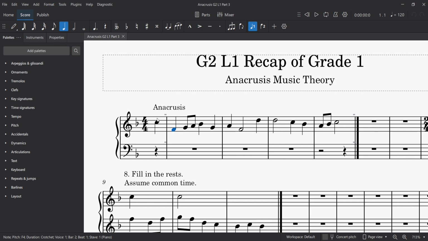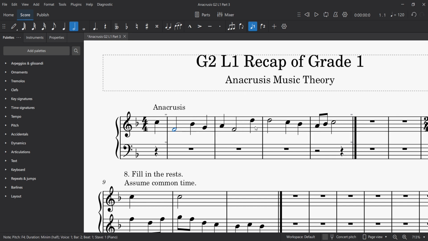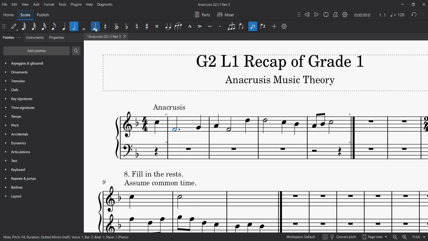Oh, and as a last thing, you will sometimes see a little dot to the right of a note head. This is called the dot of augmentation, and signifies that the note is 1.5 times its usual length. This dotted minim would therefore be not 2, but 3 beats in length.